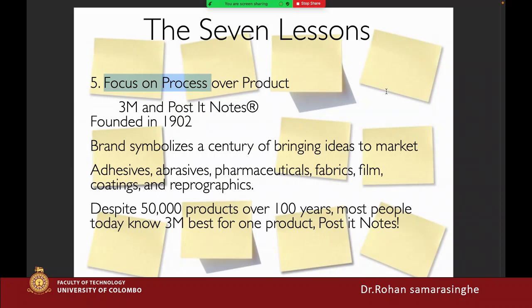This is not related to ICT innovation, but to any type of innovation. Despite 50,000 products over 100 years, most people today know 3M best for one product, Post-it notes. You can find several sizes and types with different colors also. This is one of the ways that they introduce their products to the market.